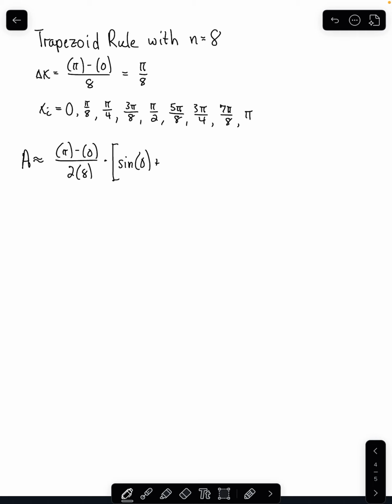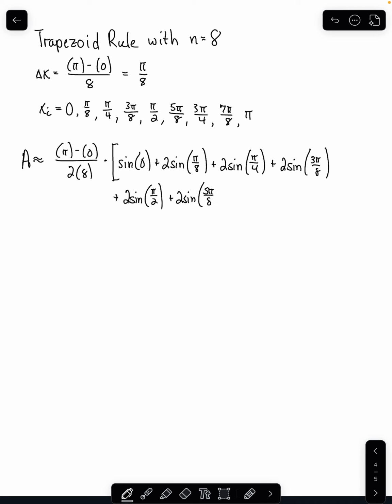sine of 0 plus 2 times the sine of pi over 8 plus 2 times the sine of pi over 4 plus 2 times the sine of 3 pi over 8 plus 2 times the sine of pi over 2 plus 2 times the sine of 5 pi over 8 plus 2 times the sine of 3 pi over 4 plus 2 times the sine of 7 pi over 8, and lastly, 1 times the sine of pi.